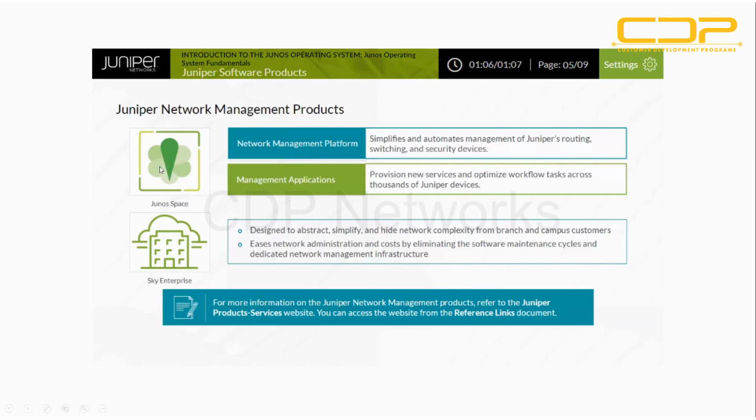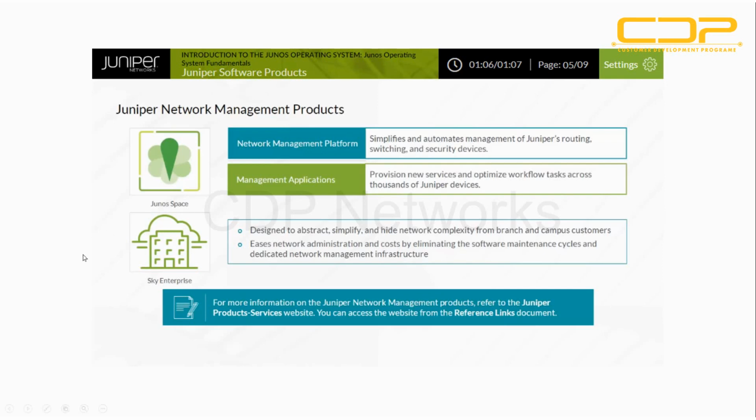Junos Space is the network management platform provided by Juniper. This platform simplifies the automated management of Juniper routing, switching, and security devices. Provisioning new services, optimizing workflow tasks across thousands of Juniper devices. You just configure a task across thousands of Juniper devices. So if you have Junos Space, that is very easy to deploy.